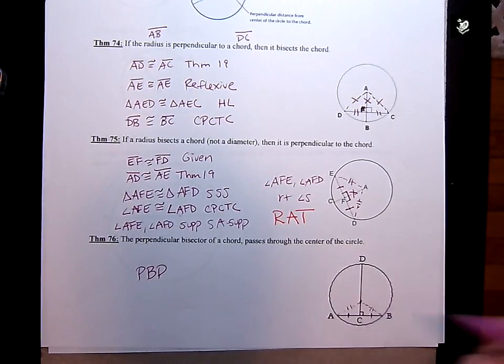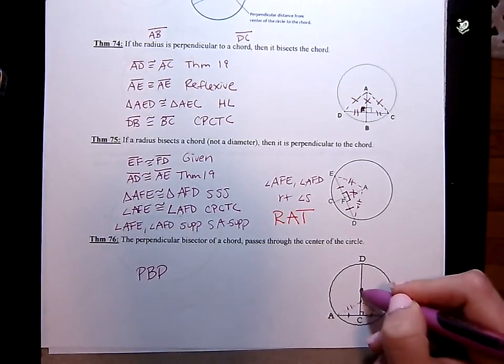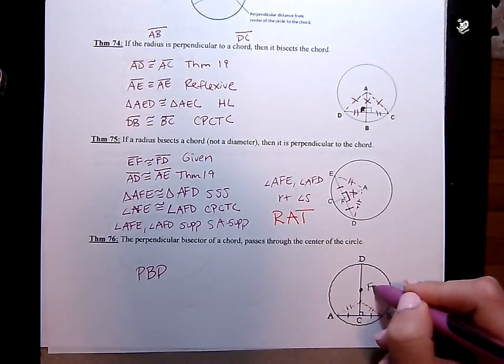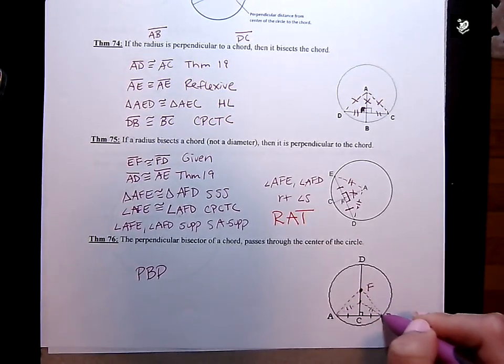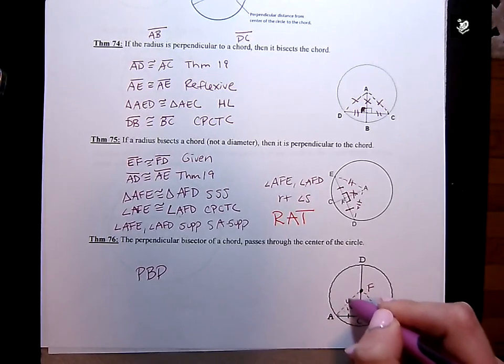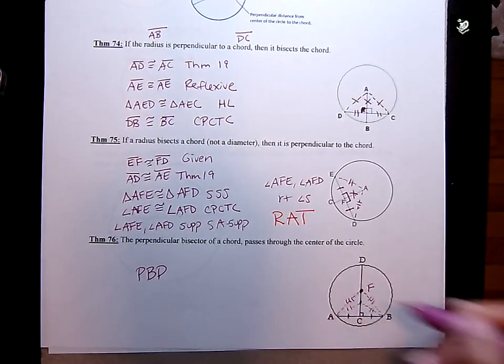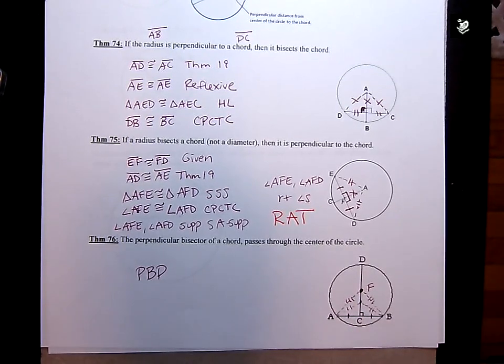So that must mean that somewhere along here, maybe here, I'll call it F, has to be the center of the circle because the radii are going to be equidistant from those two endpoints of the chord. So by PBP, we know that a perpendicular bisector of a chord will always pass through the center of a circle. So that's 10.1.